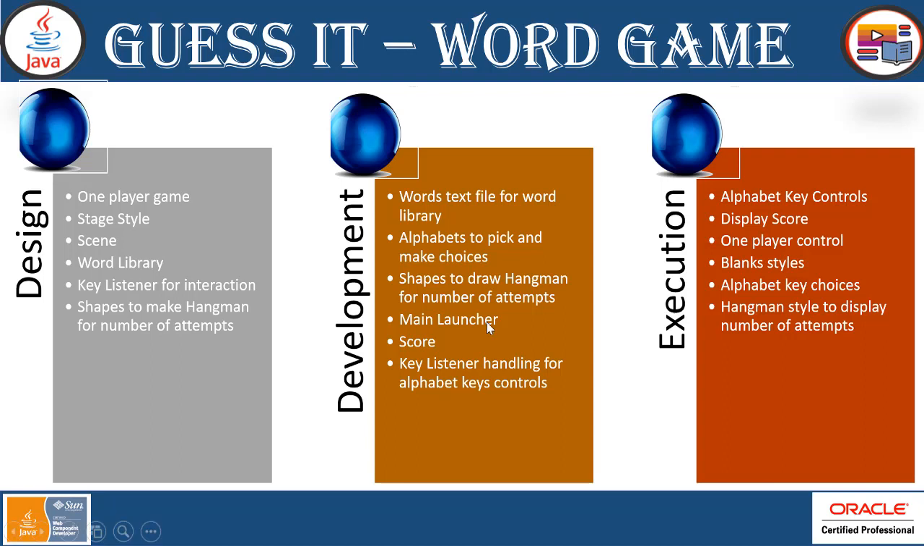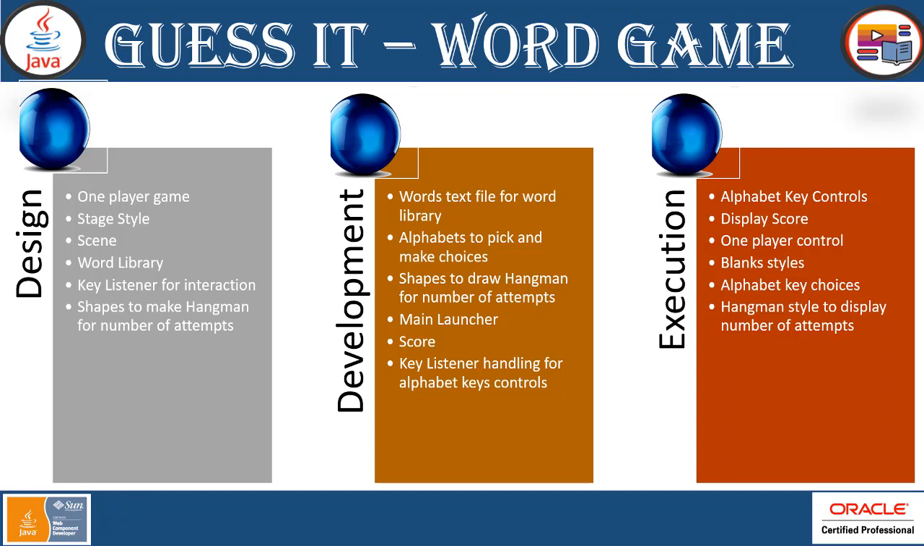When it comes to the development, the first thing we need is a library, a word library, which is in the form of a text file. You can have an XML file for the improvised version. Alphabets to pick and make choices. A list of alphabets will be available and displayed in the stage. Shapes to draw the hangman for the number of attempts.